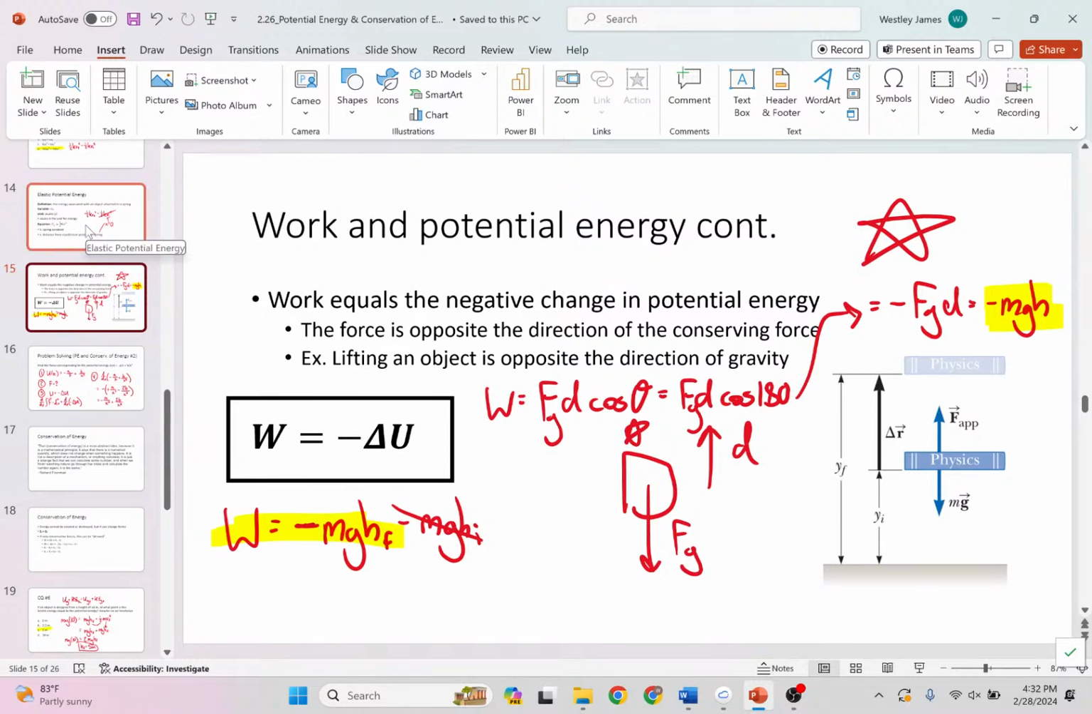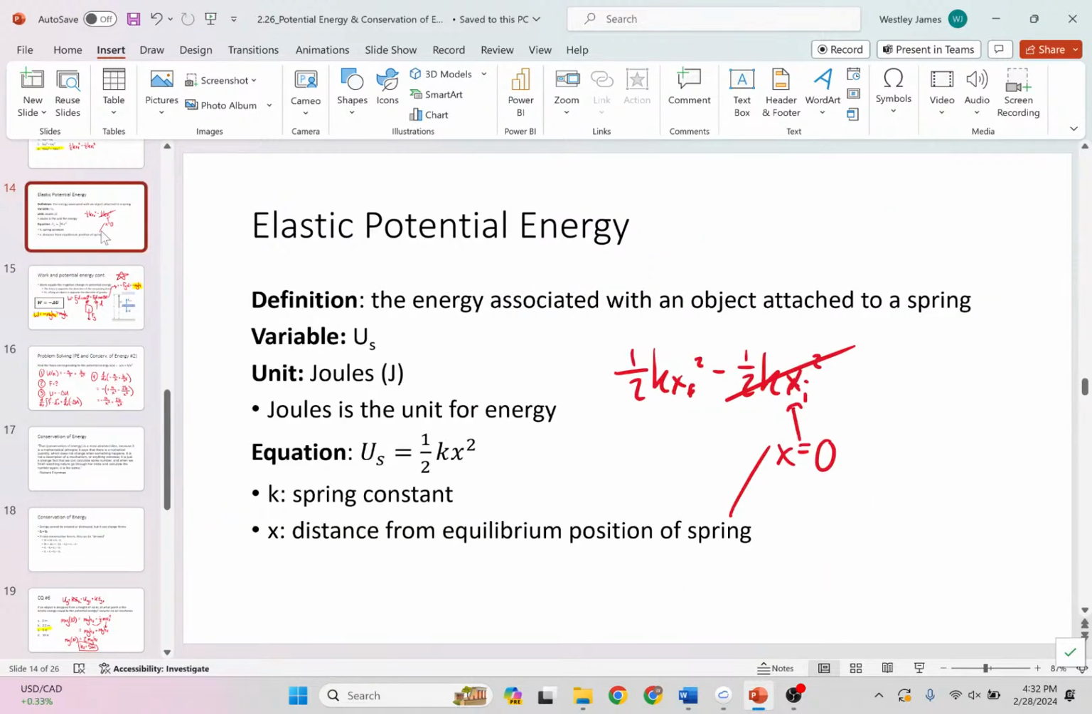We then talked about gravitational potential energy. We talked about elastic potential energy, so that's energy stored in a spring. We call it potential because it has the potential to do something. When it comes to gravity, if I lift something up really high, I have the potential that if I let it go, it will start moving. When I squish a spring, it has the potential that when I let it go, it'll start moving. So that's why it's called potential.